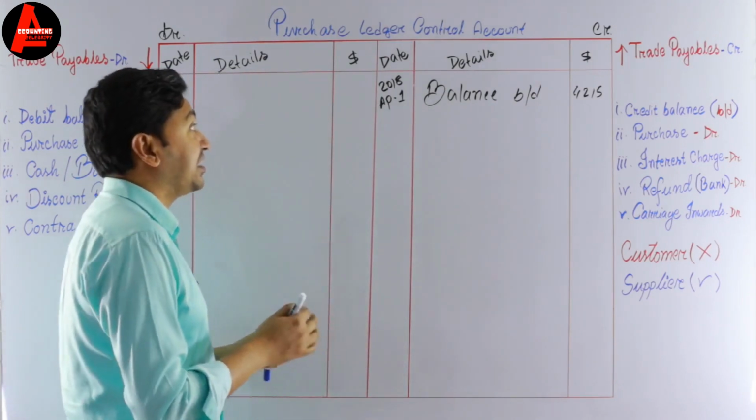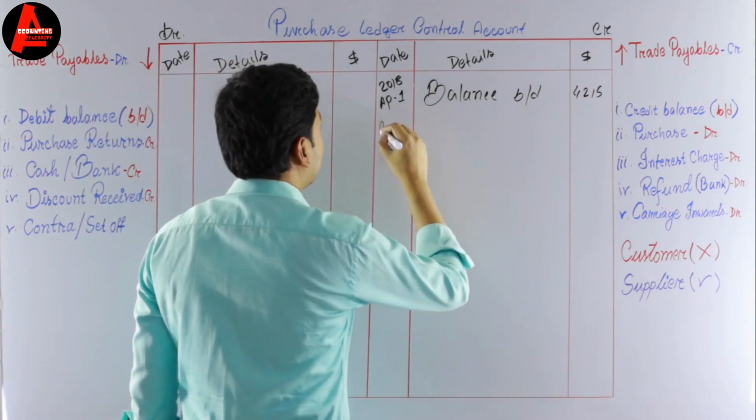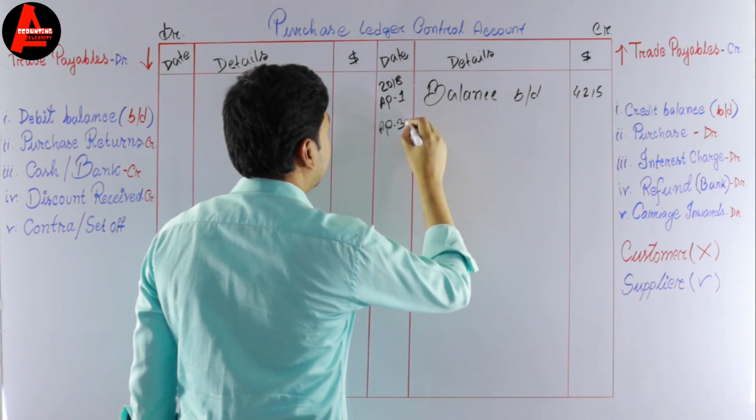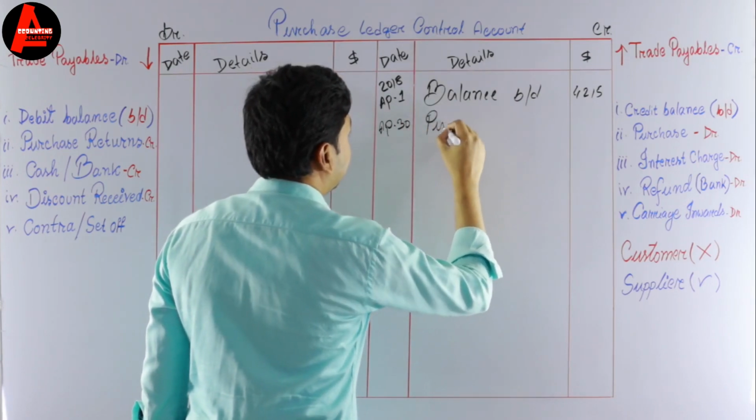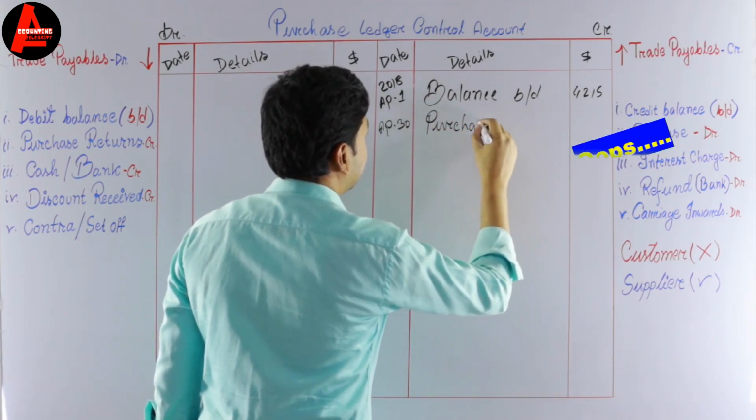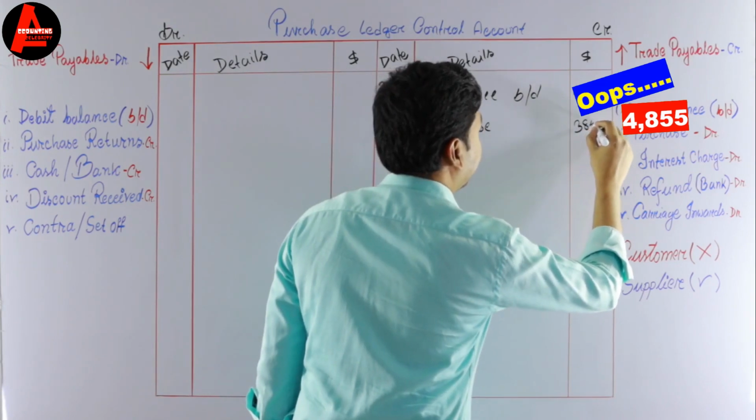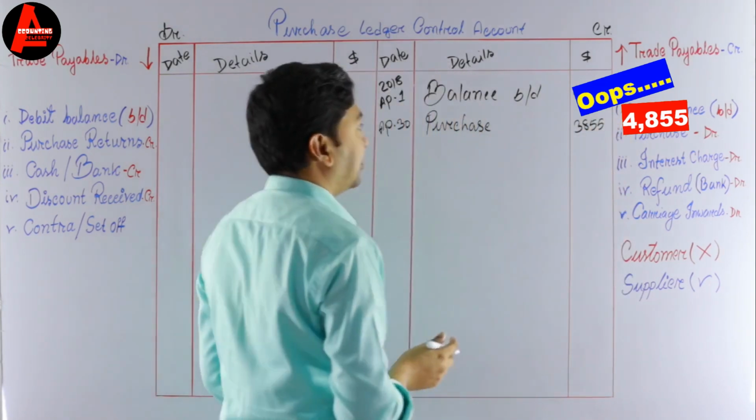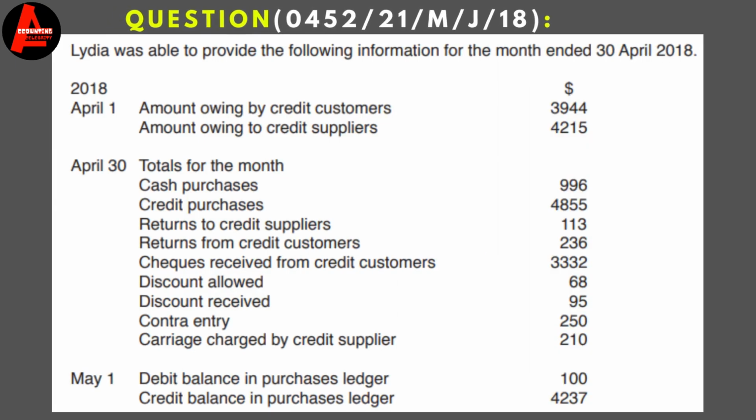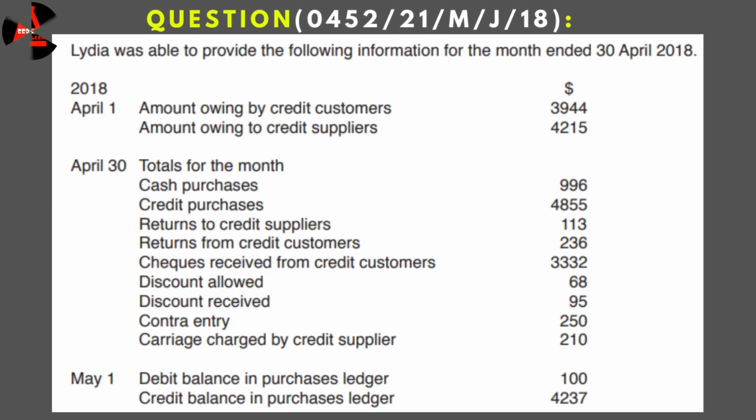Okay, so that is written here, April 30. So let us write here purchases $3,855. Okay, so finished.